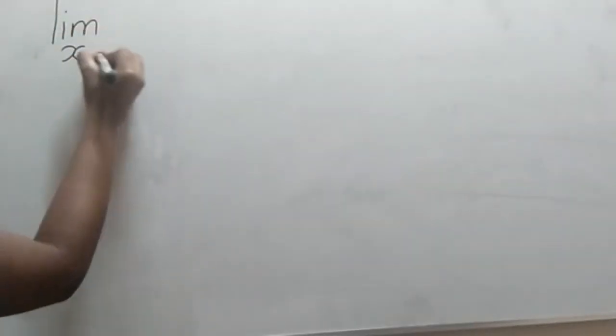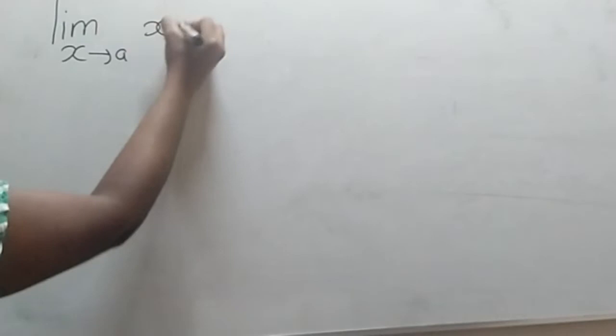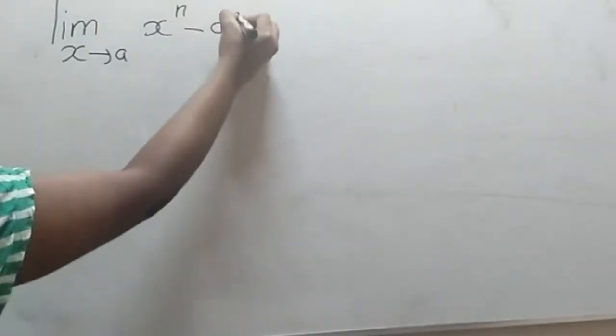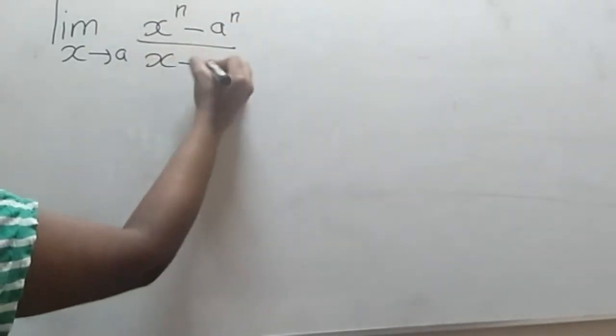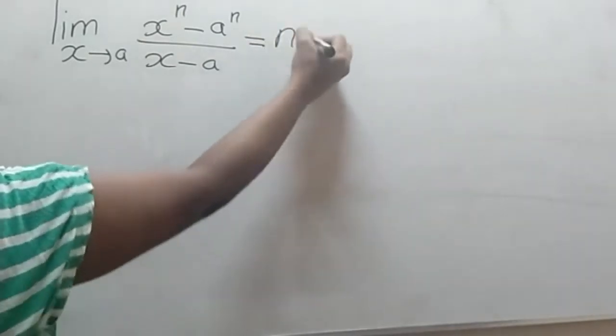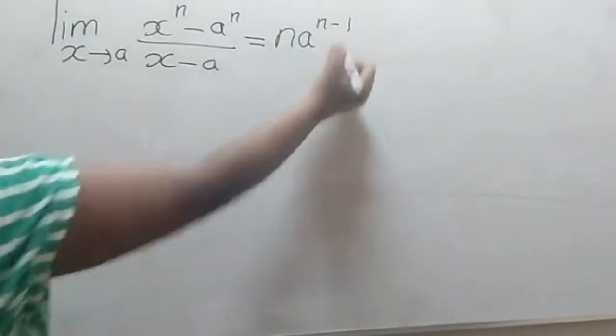So good evening everyone. Let's do some limit questions using the theorem: limit of x tends to a, (x to the power n minus a to the power n) over (x minus a) is equal to n into a to the power n minus 1.